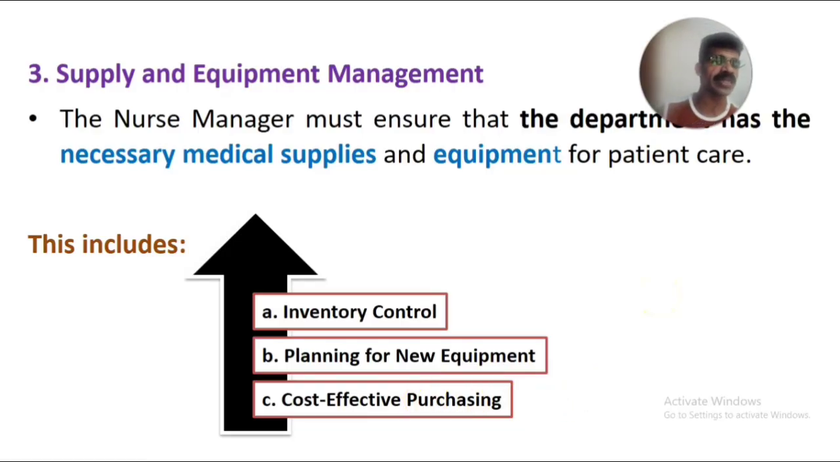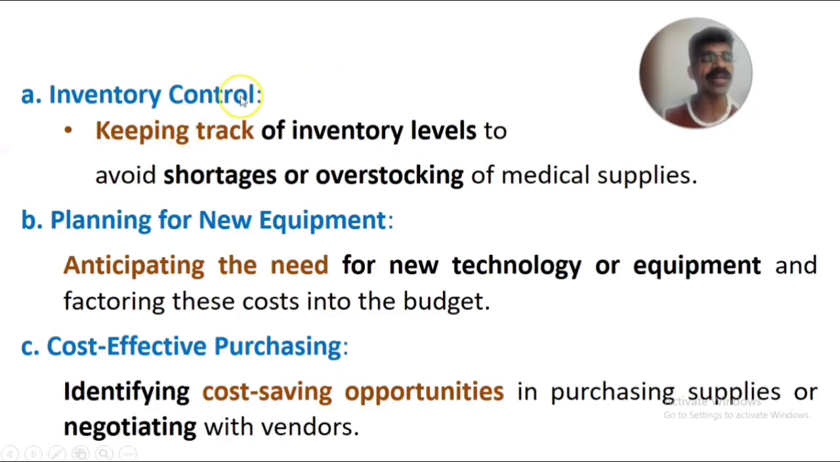So responsibilities in relation to supply and equipment management include: the first one is inventory control, the second one is planning for new equipment, and the last one is cost-effective purchasing. First one is inventory control. Keeping track of inventory levels, monitoring the inventory levels or periodically checking the inventory to avoid shortages of medical supplies or overstocking of the medical supplies in the nursing department.